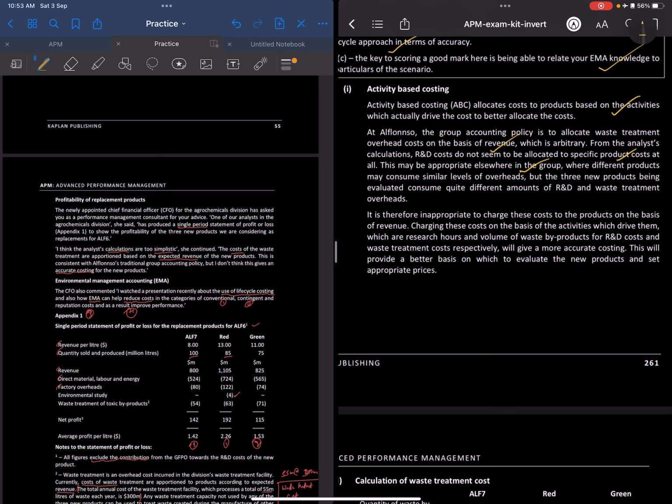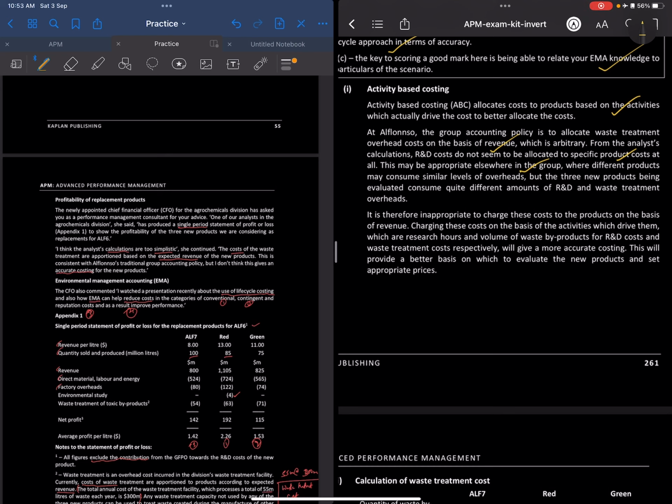So they have directly addressed the issue of R&D and waste treatment, right? Those are the overheads that should have been allocated as per ABC, but they have done it in the traditional way, based on revenue. So it is inappropriate to charge these products on the basis of revenue. Charging the cost on the basis of activities which drive them, which are research hours and the volume of waste byproduct for R&D cost and treatment respectively, will give more accurate costing.